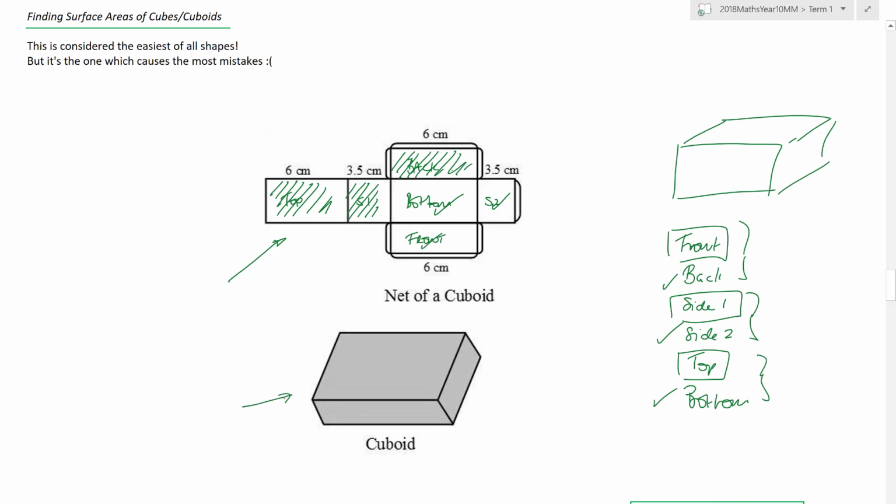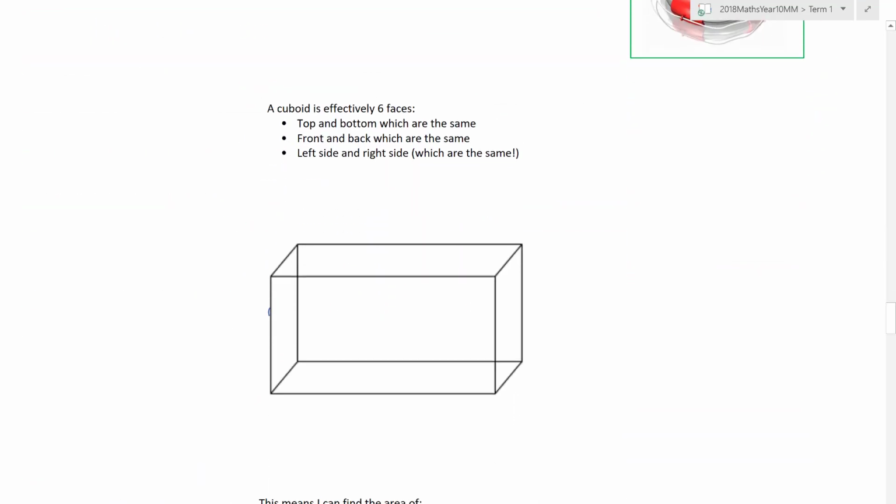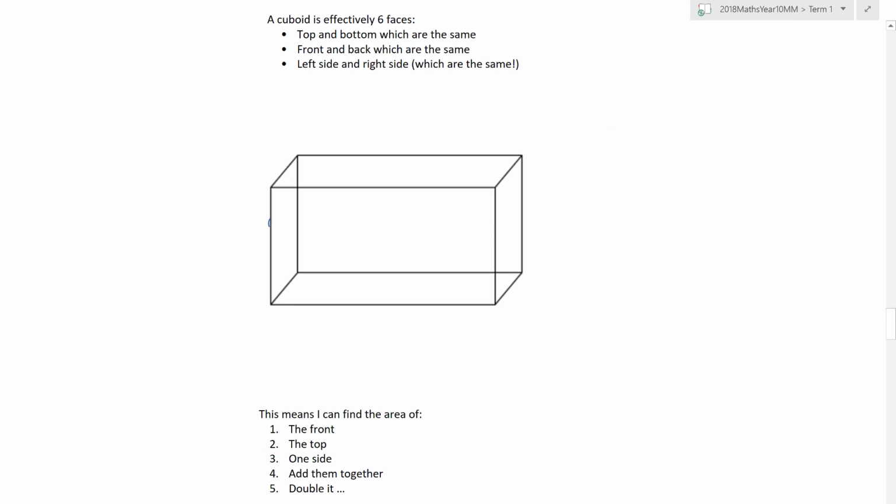Alternatively, when you have a shape that's like this, I actually just color in sections, and I say, okay, find the area of that bit, done. Find the area of that bit, done. Find the area of that bit, done. And then you double them and add them all together, and I'll come on to that at the moment. Right, so this is what I'm saying. A cuboid is effectively 6 faces: top and bottom, which are the same, front and back, which are the same, left side and right side, which are also the same.